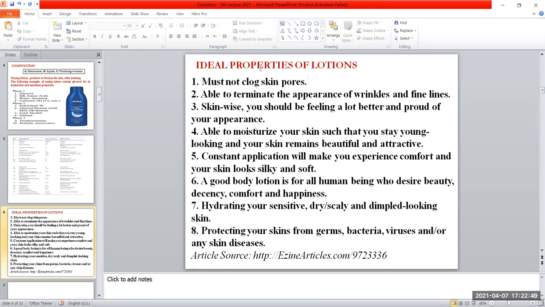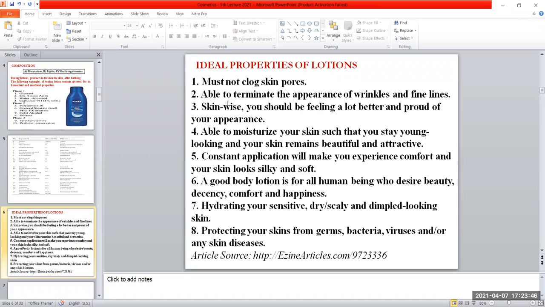Well, what are the ideal properties of lotions? What are the ideal properties we need to find in a lotion to get the maximum benefit or to maximize the effect from using it? It must not clog skin pores. The applied lotion should not clog our skin pores, as it is just a very thin layer or a very thin dressing applied on the skin. It should have the ability to eliminate the appearance of fine wrinkles and fine lines. Any fine wrinkles that appear at first, it must be able to retard the appearance of these wrinkles.